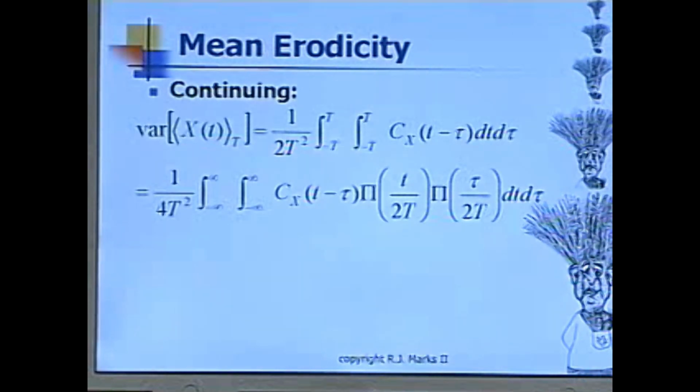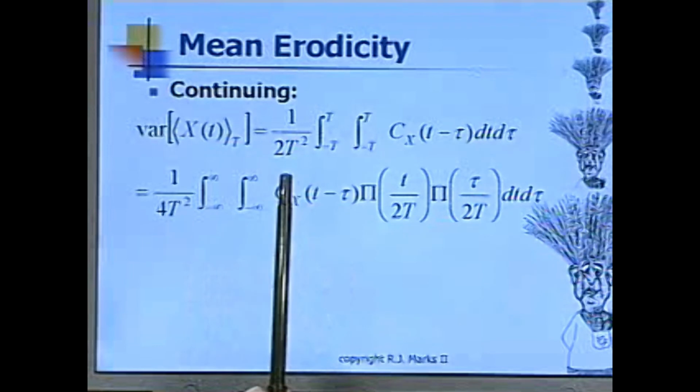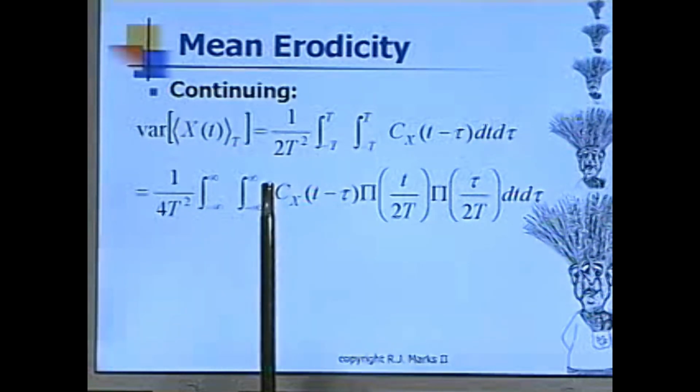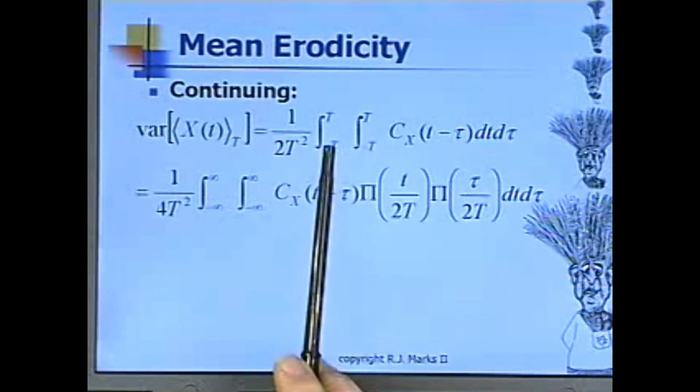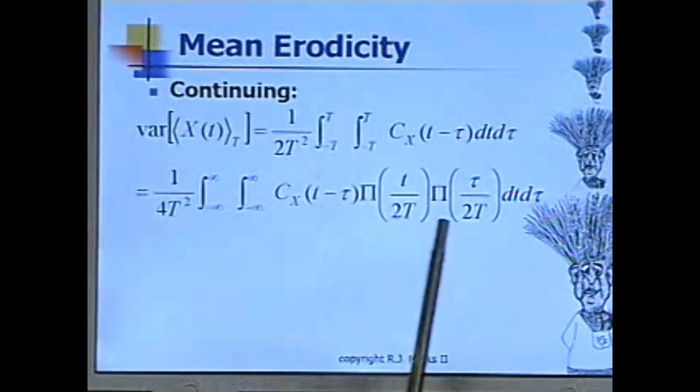But if we continue, and we're going to continue, I want you to look at this in detail and ask me any questions about it next time if you have any questions. You'll see this on the homework also. What I want to do is take this minus t to t, and explicitly put it inside here as rectangle functions.